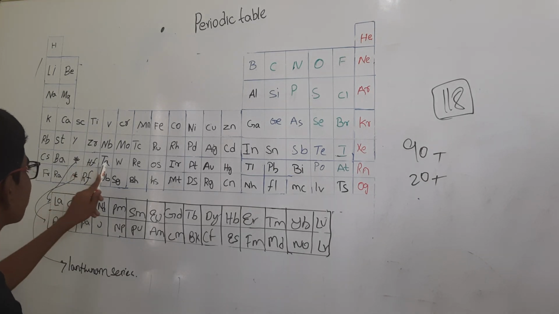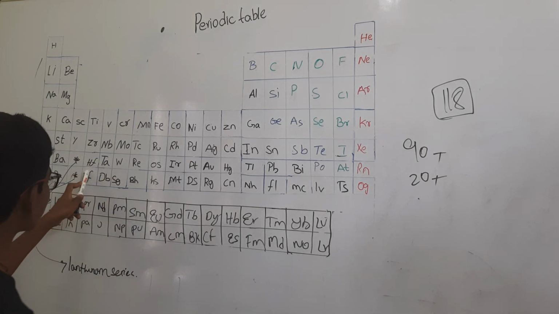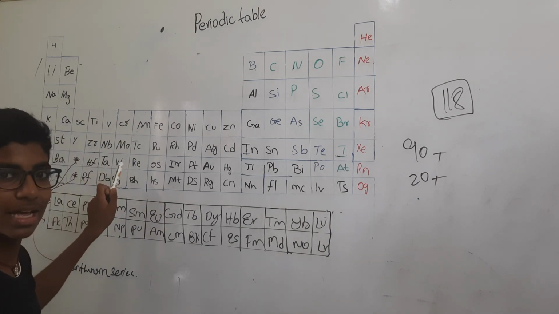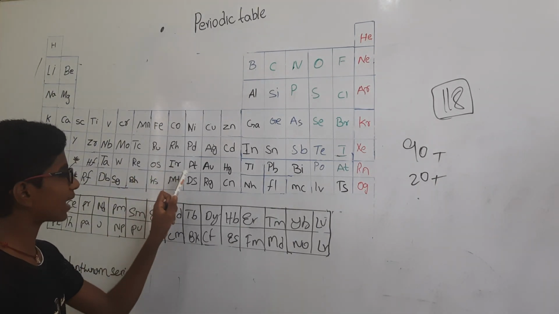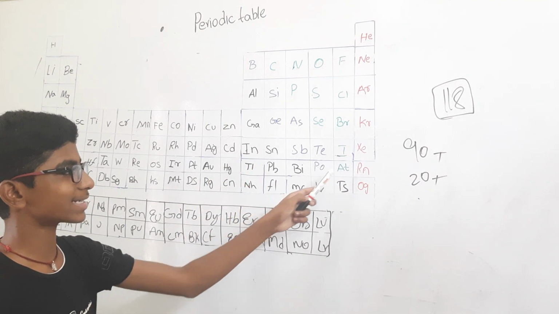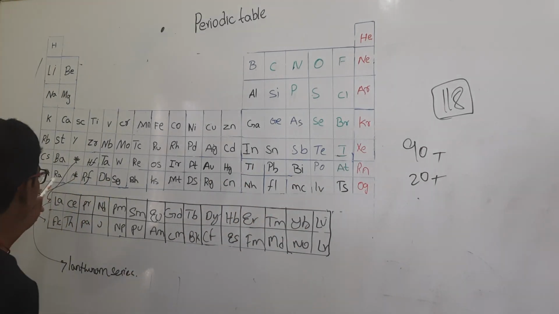After this one, hafnium, tantalum, tungsten, rhenium, osmium, iridium, platinum, gold, mercury, thallium, lead, bismuth, polonium, astatine, radon, and francium, radium.